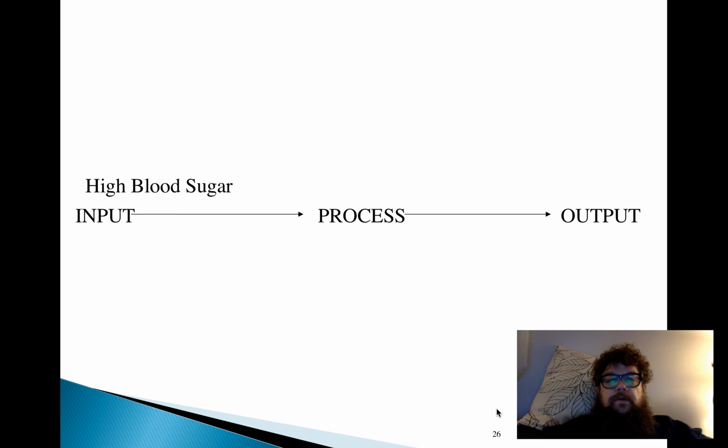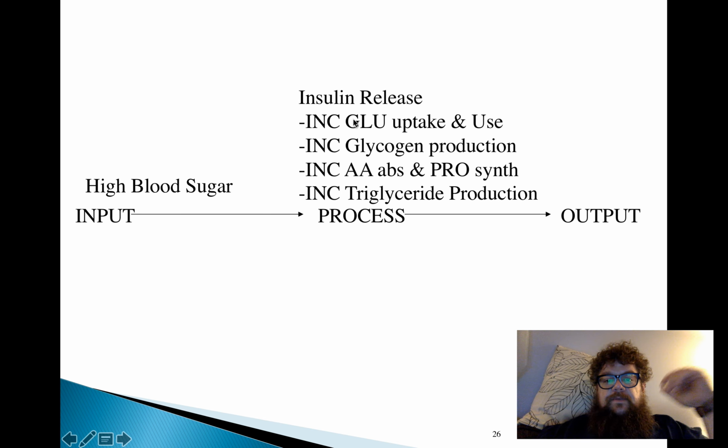So remember, hormone is a message, and the action comes from the receptors, right? So high blood glucose is the input that triggers insulin release. Remember, insulin is the message that you have high blood glucose, okay? As we talked about, insulin targets all cells except for brain tissue and liver tissue, and increases glucose uptake.